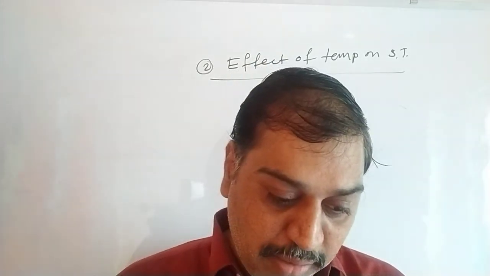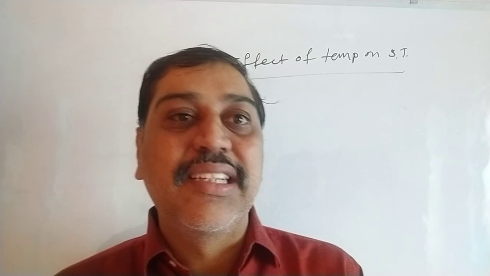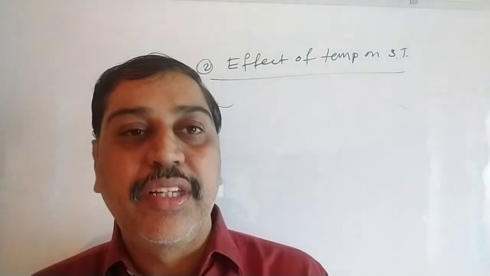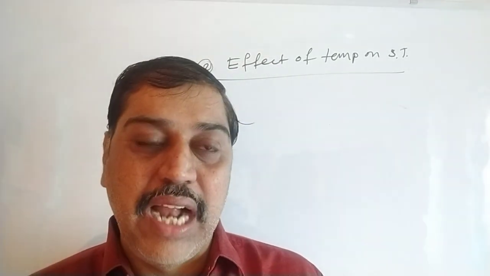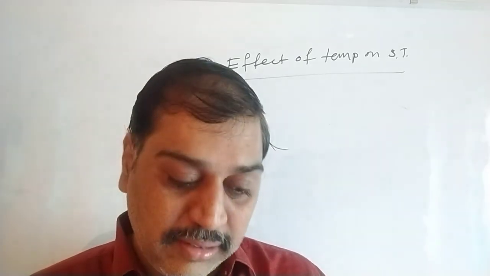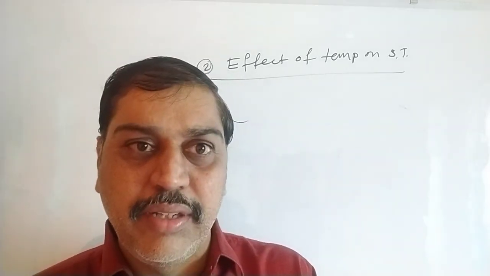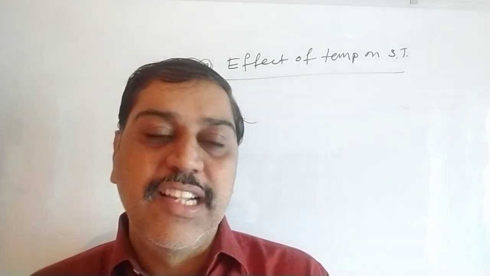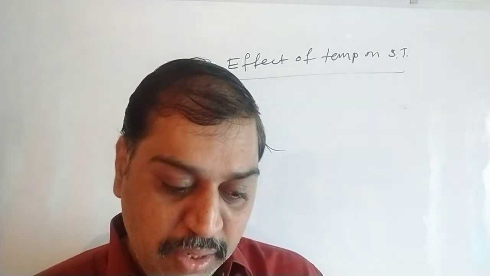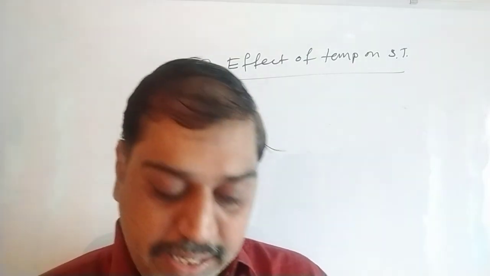The surface tension of the liquid becomes zero at a certain temperature, and that temperature is said to be the critical temperature. Only at a certain value of temperature is it possible to make the surface tension zero, and that temperature is said to be the critical temperature. So this is nothing but about this topic.